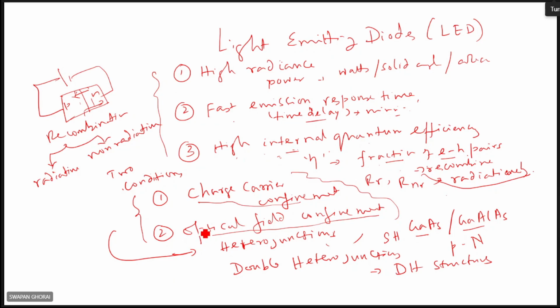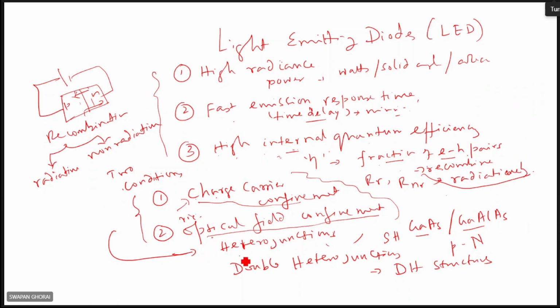And the optical field confinement is just like optical fiber: high refractive index, lower refractive index. By varying the band gaps, you can have charge carrier confinement, and by varying the refractive indices, you can have optical field confinement. So this condition must be satisfied to get high radiance, fast response time, and high efficiency LEDs. These conditions can be satisfied by heterostructures or heterojunctions.